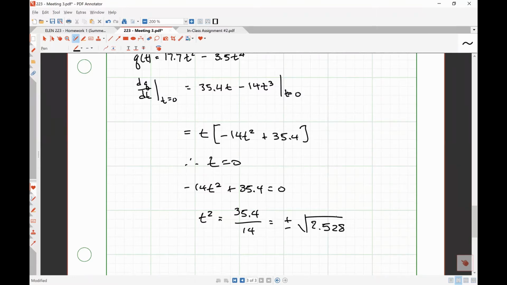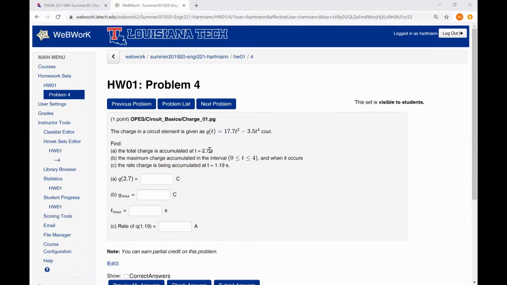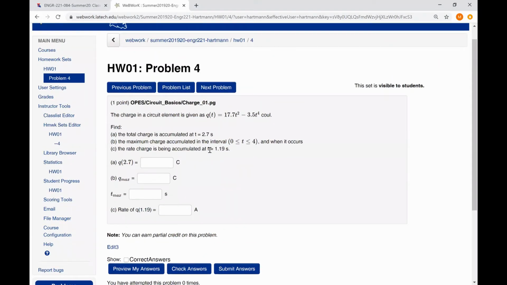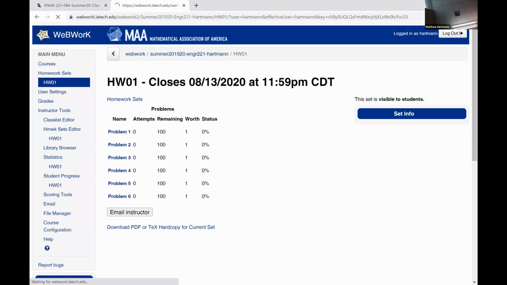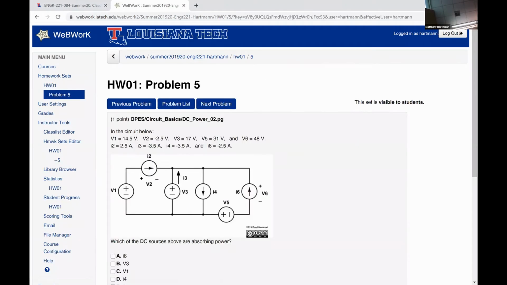All right, cool. Any other questions regarding any of the homework problems or anything? I have a little bit for number 5. Number 5, all right. Let's see what's crack-a-lacking on number 5. See, how do I get to the next problem? Homework sets. 1, 5. All right.